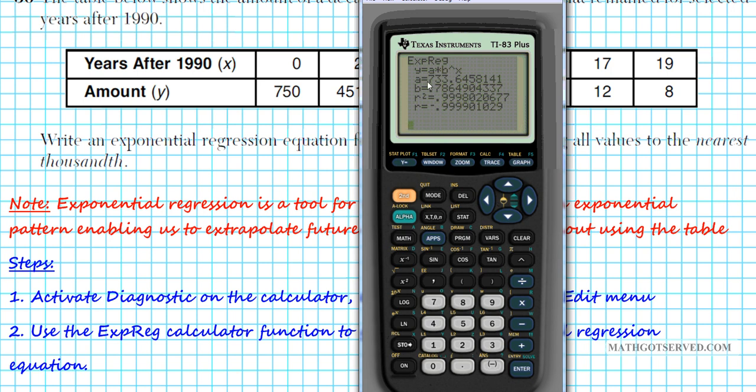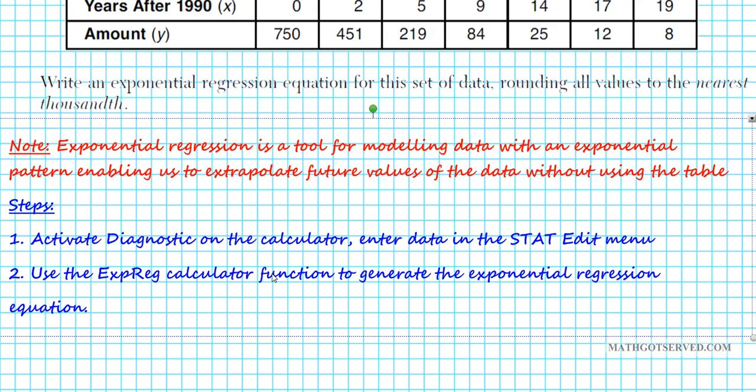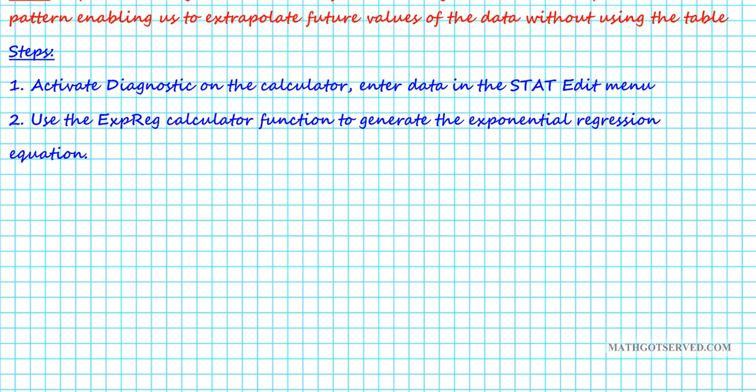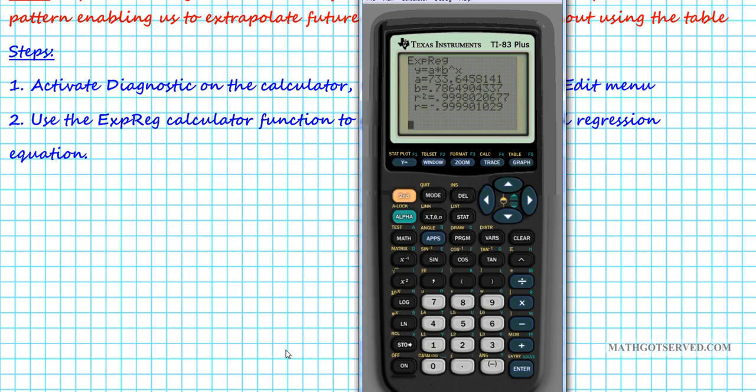All right, so this is the format right here. Y equals a times b to the x. It tells you what a, b, r squared, and r are. All we care for is just a and b. Let's put it into the equation, and that will be the answer for the first part of problem 36. All right, so let's go ahead and put that down.